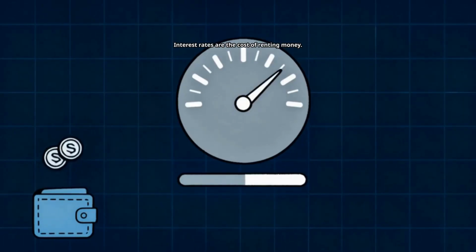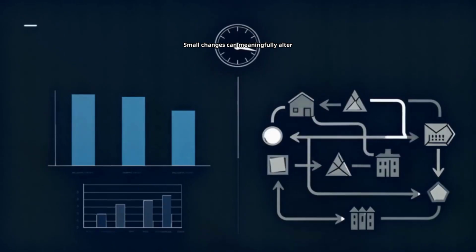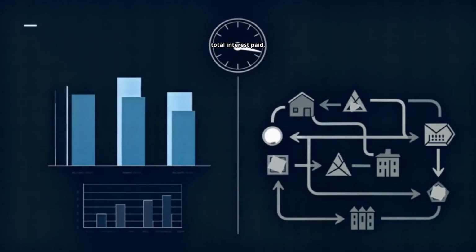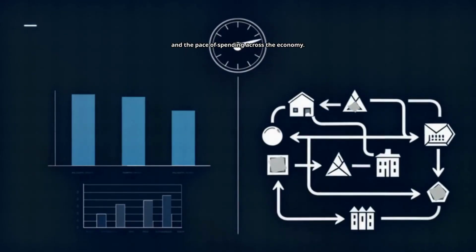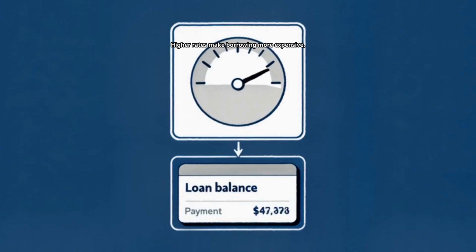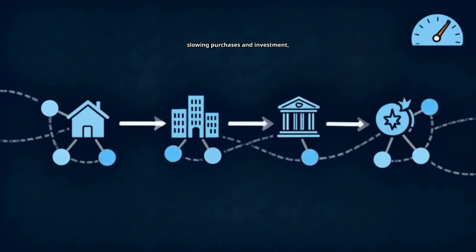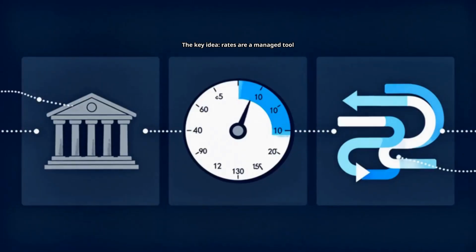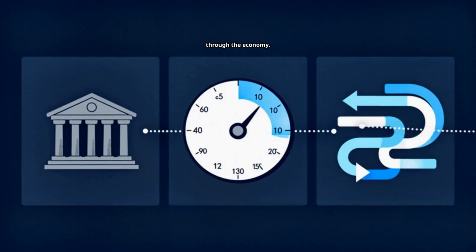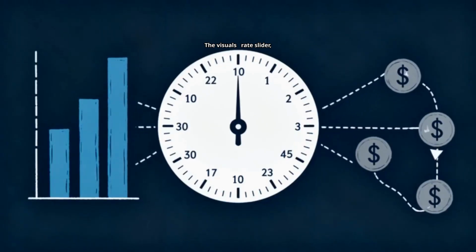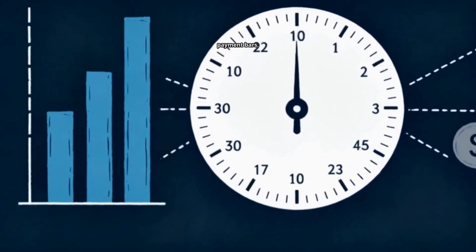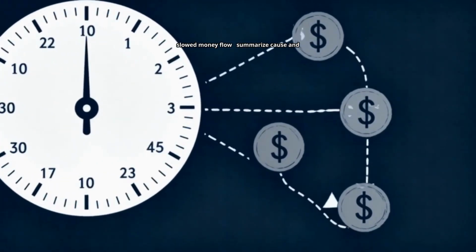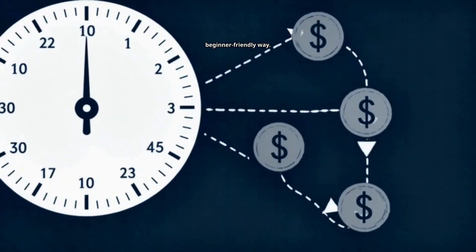Interest rates are the cost of renting money. Small changes can meaningfully alter monthly payments, total interest paid, and the pace of spending across the economy. Higher rates make borrowing more expensive, slowing purchases and investment, which in turn cools economic activity and can help reduce inflation. The key idea: rates are a managed tool that helps control how fast money moves through the economy. The visuals, rate slider, payment bars, slowed money flow, summarize cause and effect in a clear, beginner-friendly way.